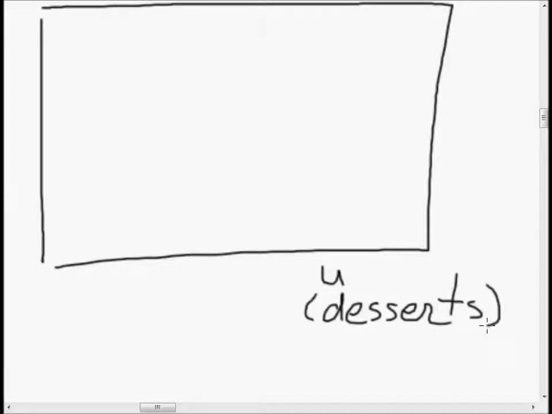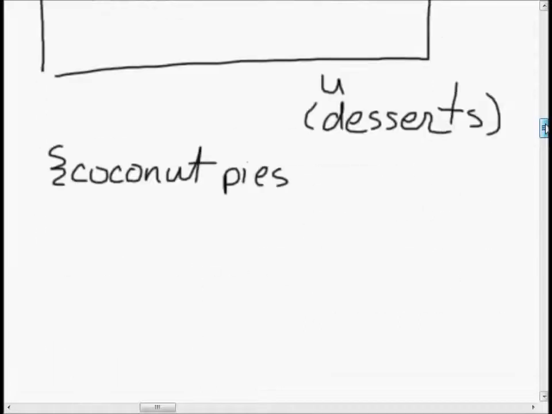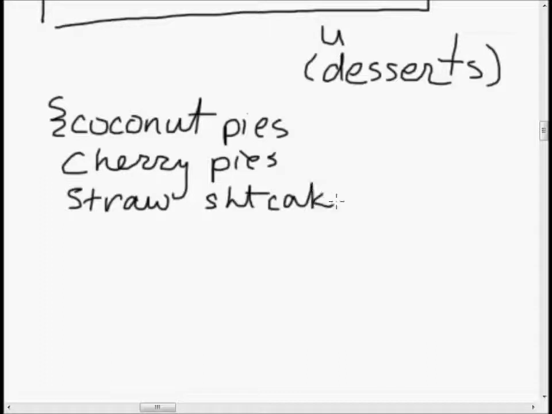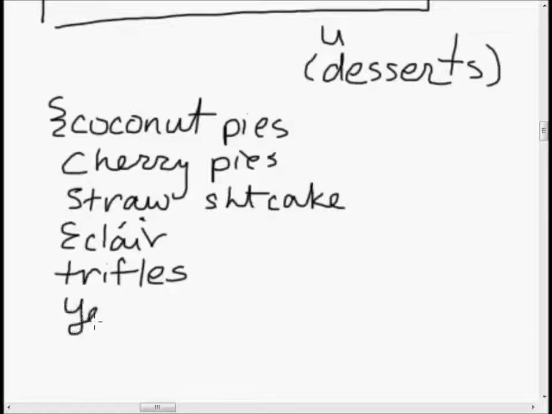And let's say what's contained in this set of desserts. Well, let's see. What kind of desserts do I like? I like all sorts of desserts. I like coconut cream pies. What else do I like? I like cherry pie. Lots of pies. And I promise this is related. I'm not just talking about desserts here. We like strawberry shortcake. We like eclairs. And what else do we like? We like trifles. Those are layers of fruit and whipped cream, and we like yellow cake. And so these are all kinds of different desserts, and they make up our universe.